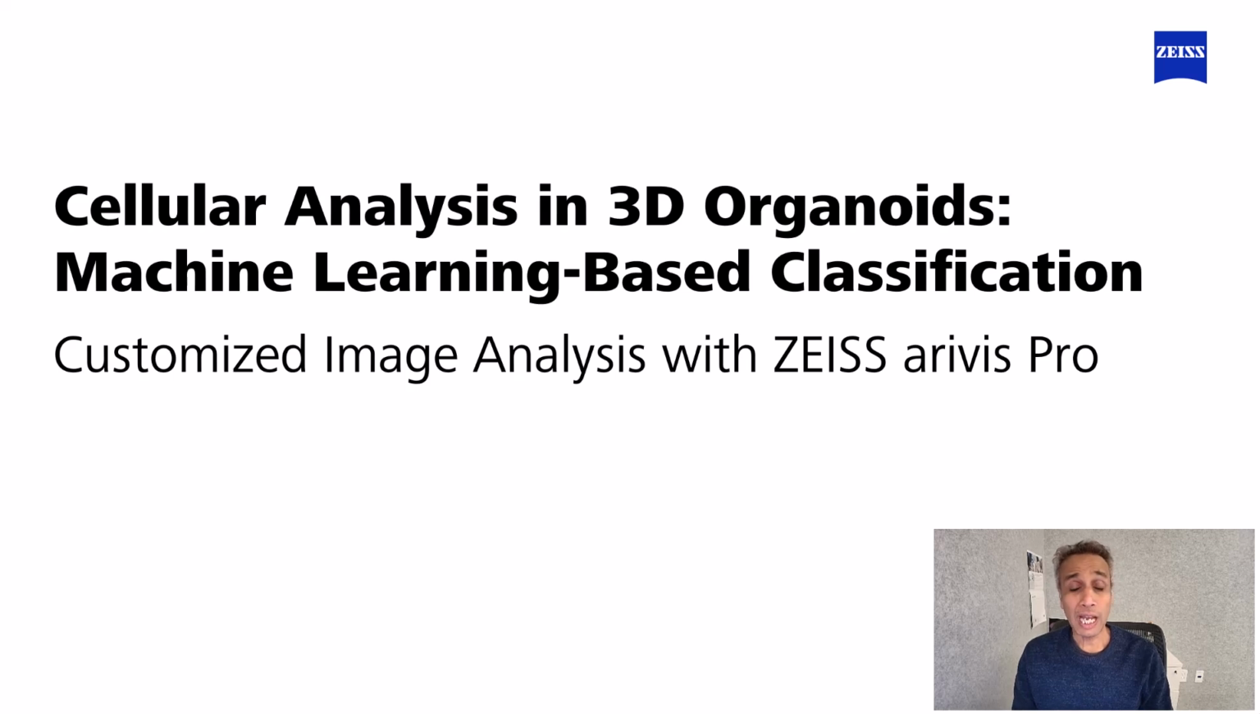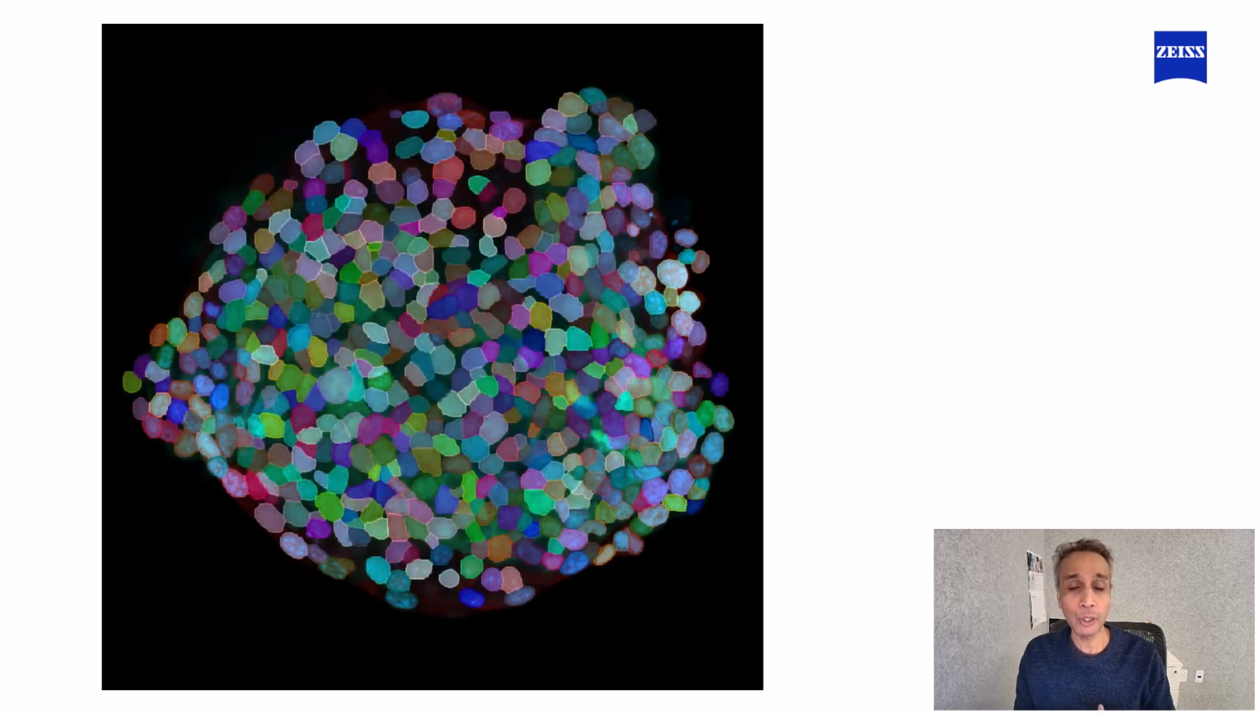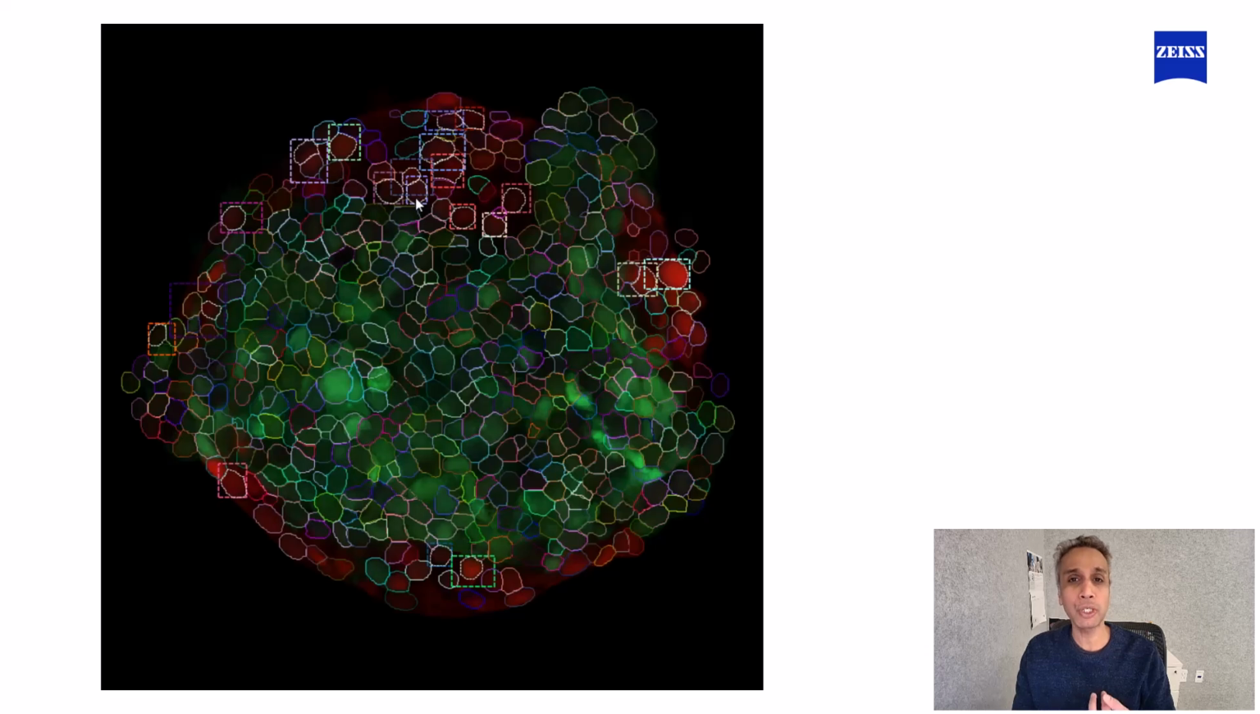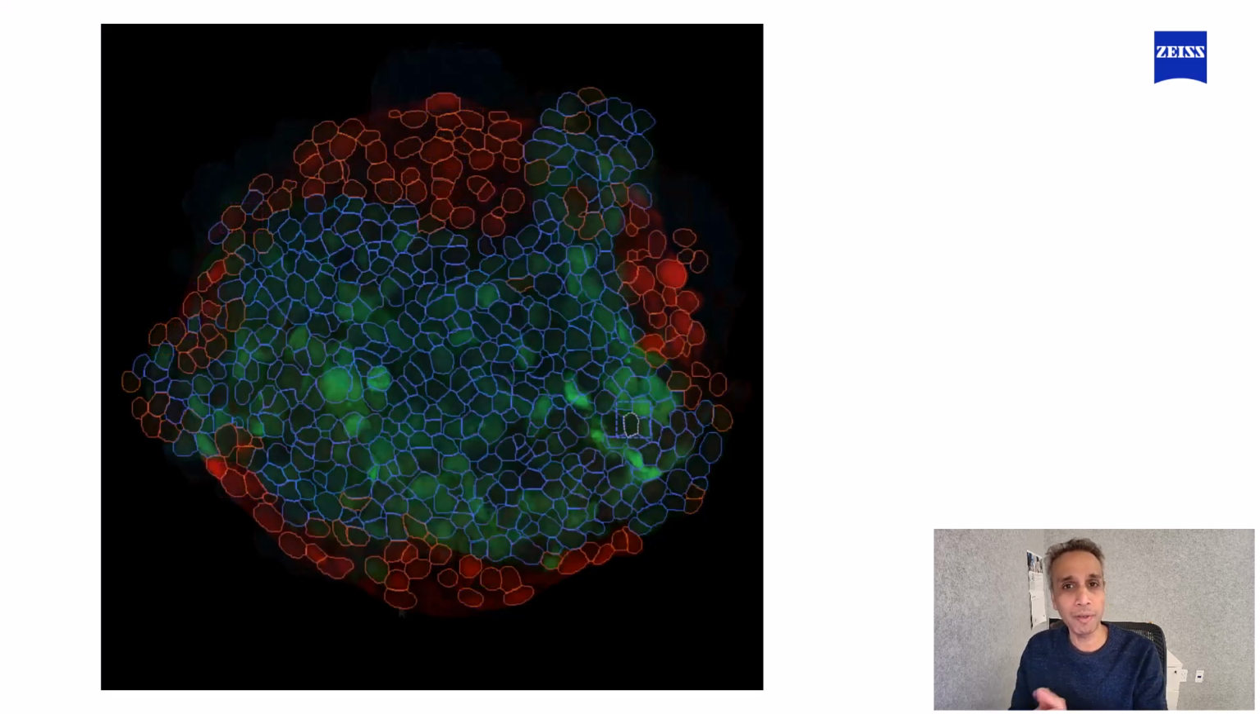This video shows how easy it is to set up a custom image analysis pipeline in ZEISS arivis Pro for 3D organoid analysis. The goal is to count total cells in the organoid and classify them as either GFP positive cells or RFP positive cells. To do this, we're going to build a pipeline that uses a deep learning model for cell segmentation, followed by a machine learning model to classify cells as either GFP positive or RFP positive.